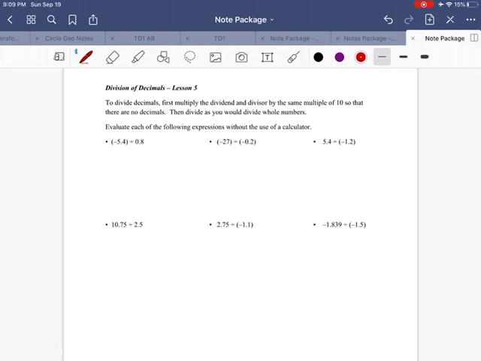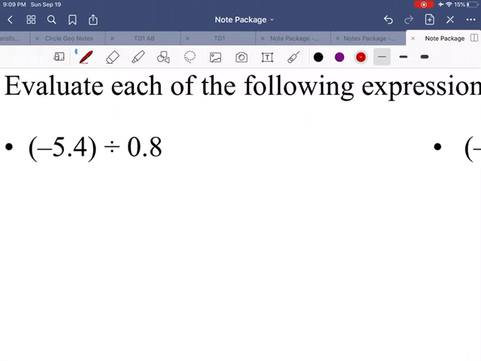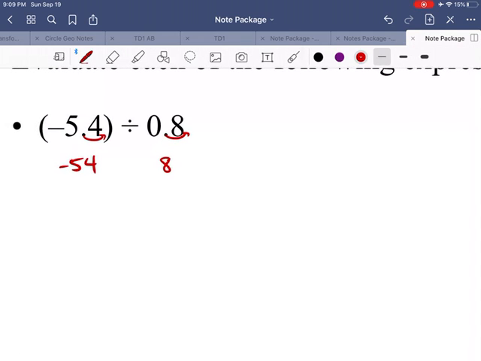So to divide decimals, first multiply the dividend and divisor by the same multiple of 10 so that there's no decimals. That's really wordy, but basically it means how many times do I have to move the decimal over to just get a number, no decimal. So if I move it 1, I get negative 54. And if I move that one, I get 8. Okay? So dividing 54 by 8 is the same as dividing 5.4 by 0.8. As long as you move the decimals the same number, you're going to get the same result.